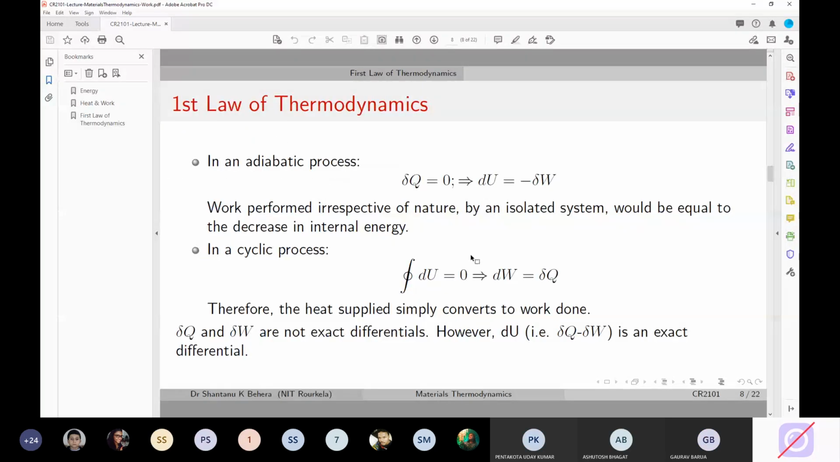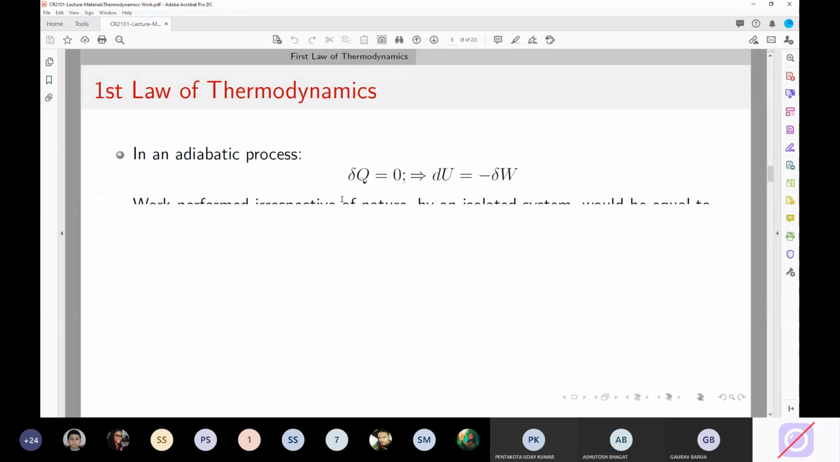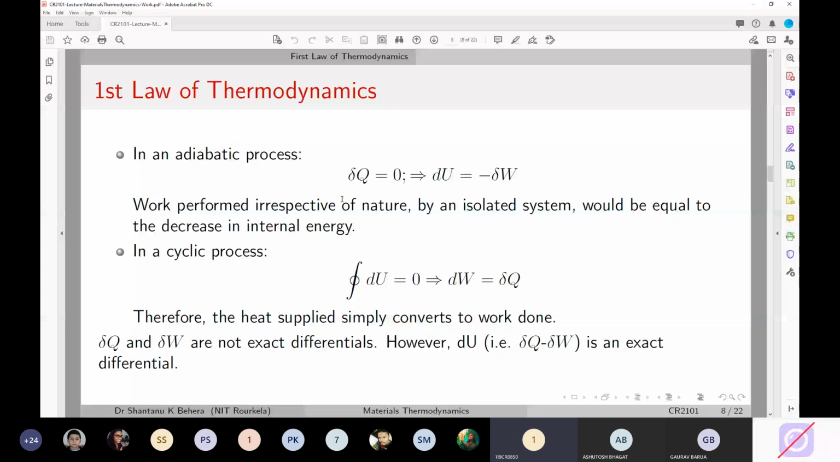Okay, guys, can you see the window? Yes, sir. Yeah, okay. So, yeah, let's begin.